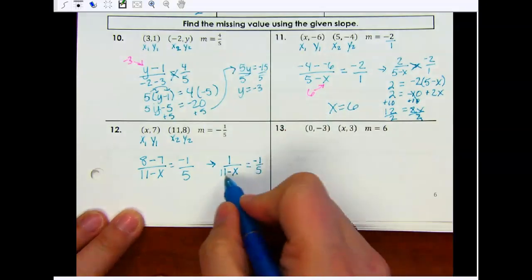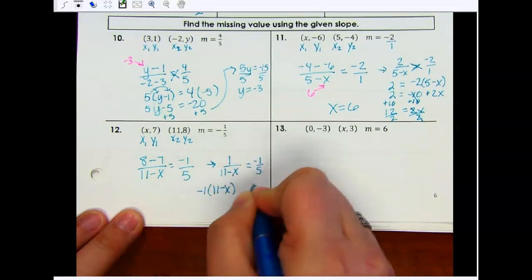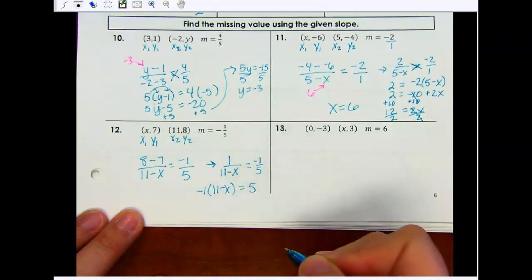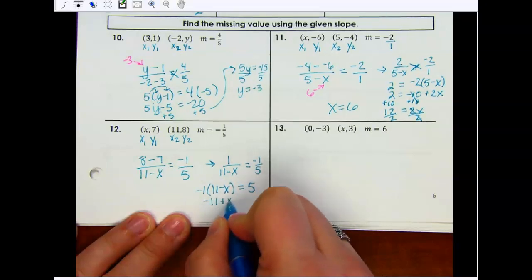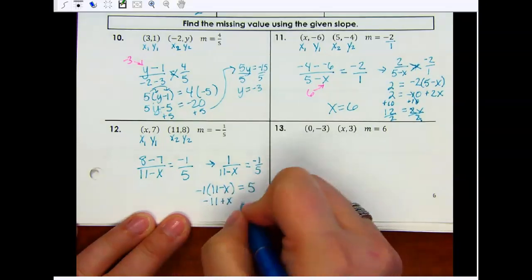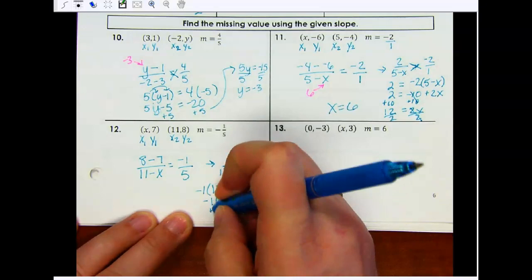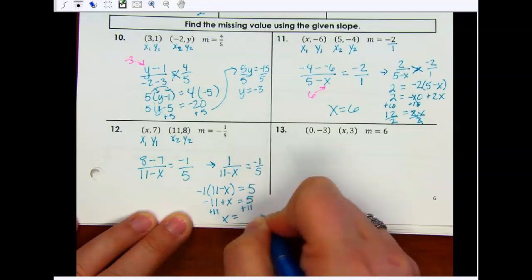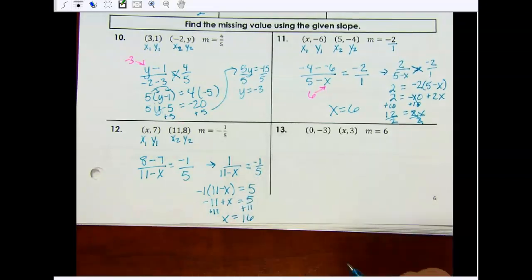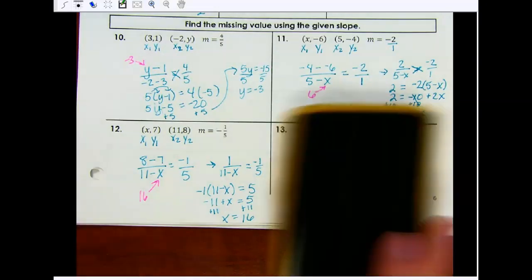All right, so then I'm going to have 11 minus x times negative 1 equals 1 times 5, which is 5. And then negative 1 distributed is negative 11 plus x. Negative times negative is positive, equals 5. And then I just have to add my 11. Got carried away. So I get x equals 16. All right, so that means that right here I need 16. So let's do that real quick.